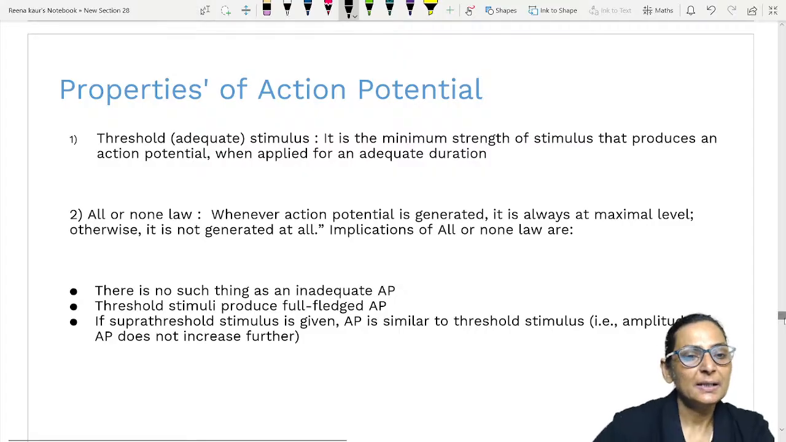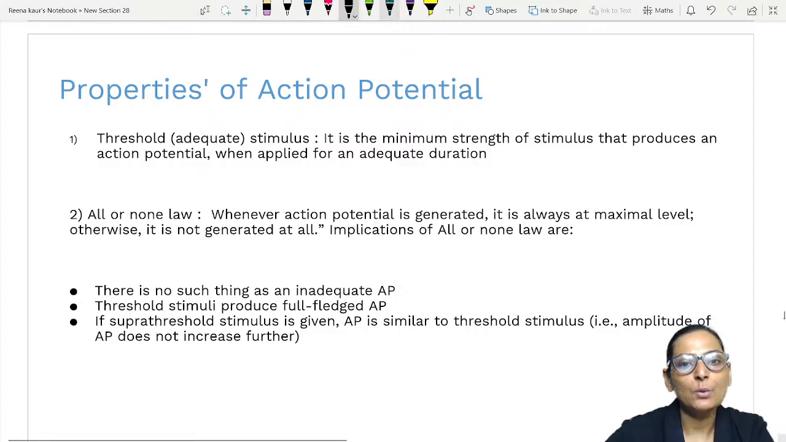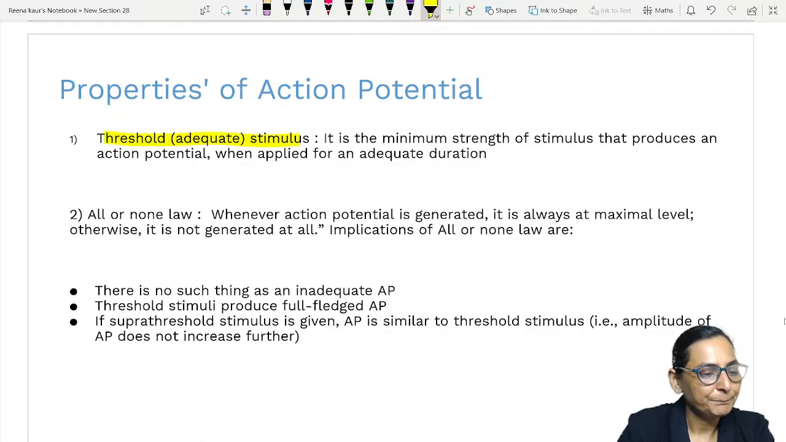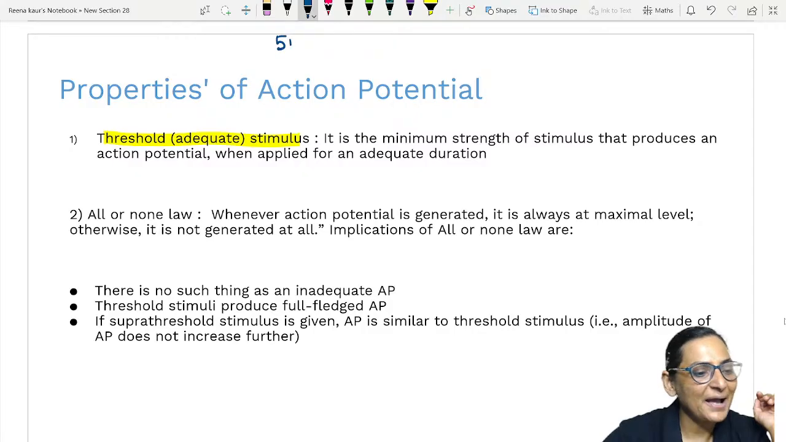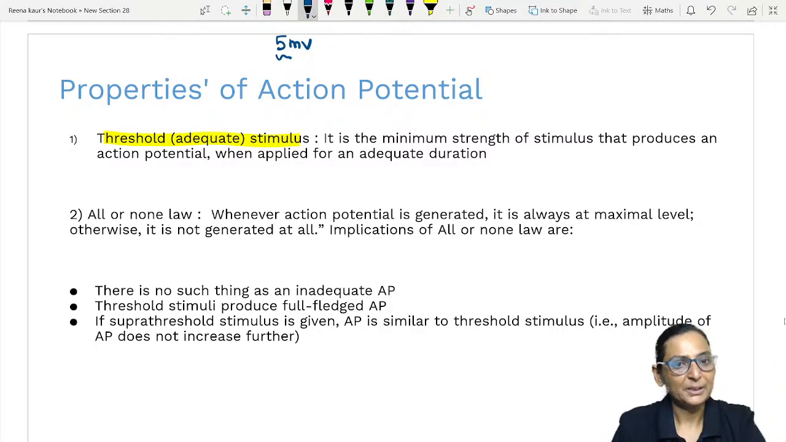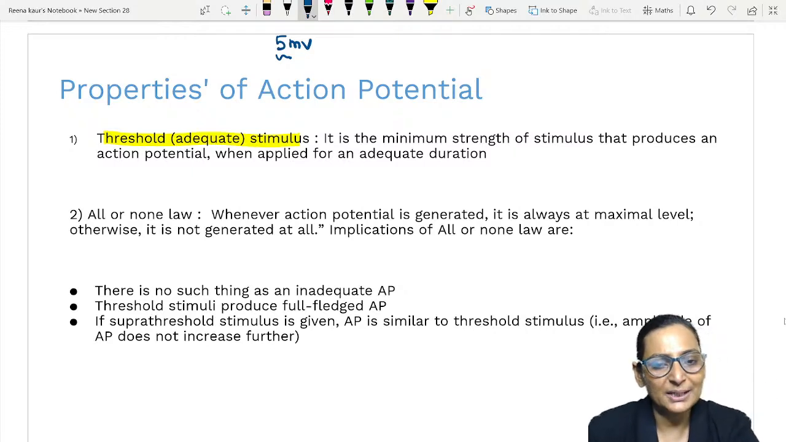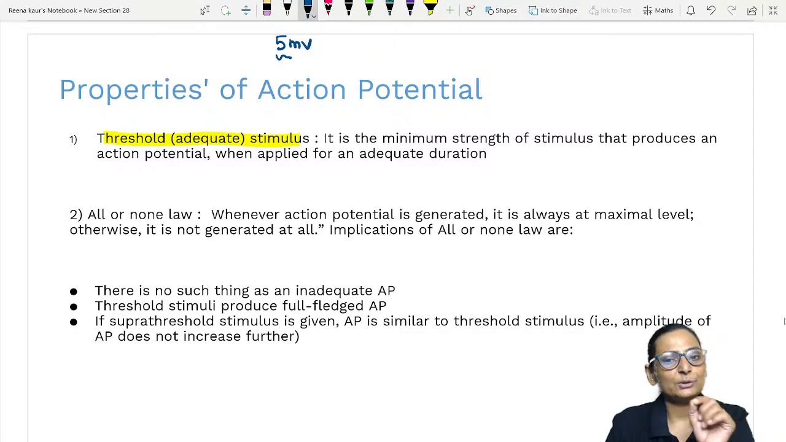So first is that it can always be brought about by a threshold or adequate stimulus. Action potential can never be brought about by subthreshold stimuli. Suppose the threshold stimulus is 5 millivolt, it will be brought about only by 5 millivolt or 6 or more than 5, but never 4. So it is always brought about by a threshold, which is called an adequate stimulus, the minimum strength of stimulus that will produce a response when it is given for an adequate duration.